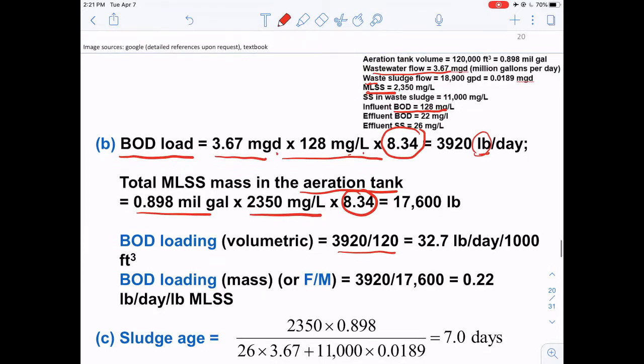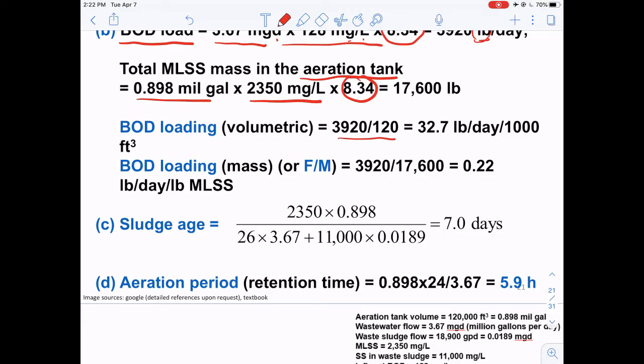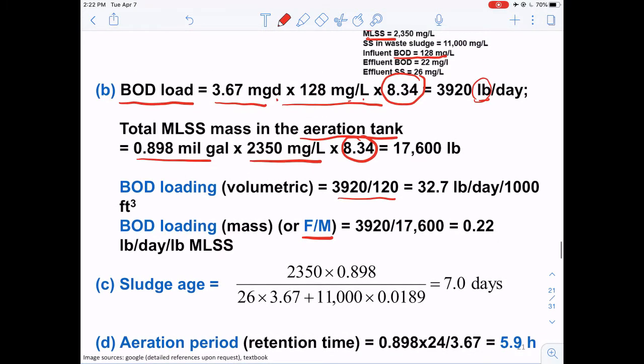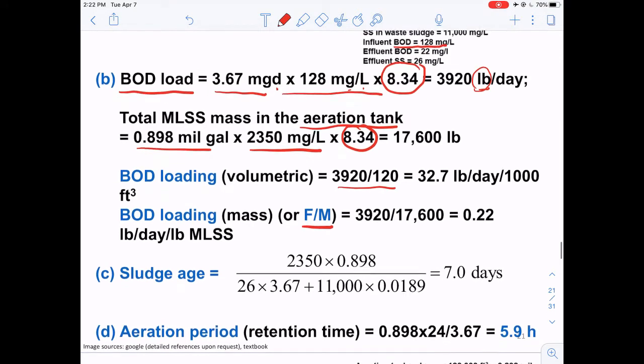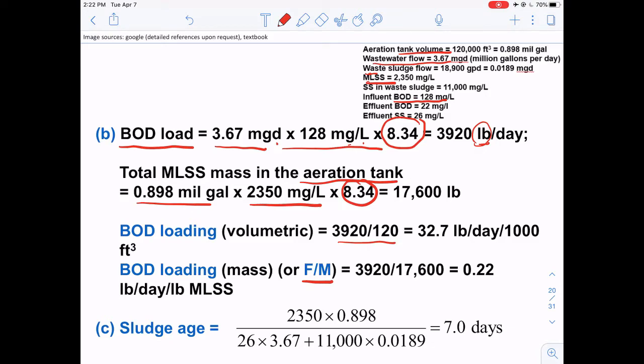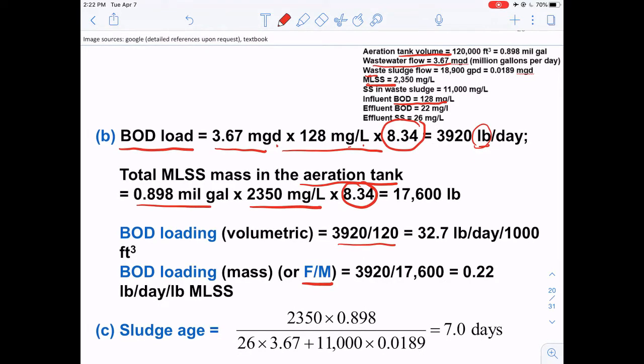And then the BOD loading is just this value divided by 120. In this way, we can calculate the loading per volume of this aeration tank here. We can also calculate the food over mass ratio based on these calculations, right? BOD is the food, and the suspended solid mass is the mass of the bacteria.